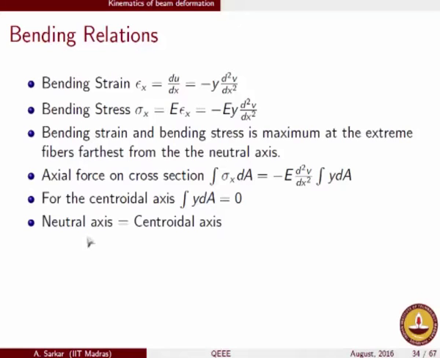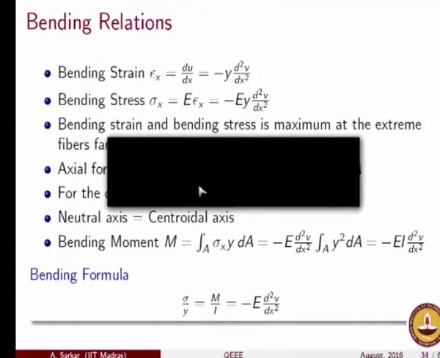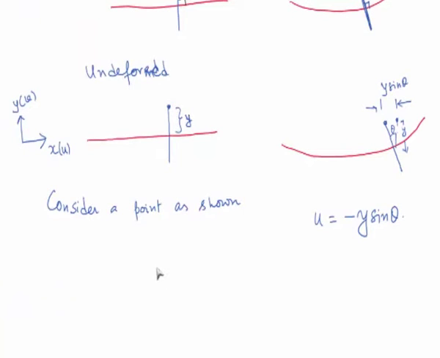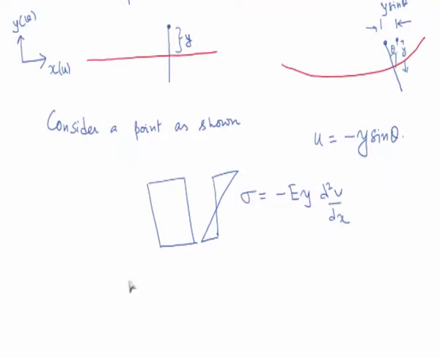So this is where we have proved that the neutral axis is equal to the centroidal axis. Similarly, the bending moment. Now what we have found out is that there is a cross section, and in this cross section sigma is minus E y d2v dx2. So sigma is changing in this cross section from compressive to tension or tension to compressive, whatever it may be. So if I draw, in fact, let us draw an isometric of this.